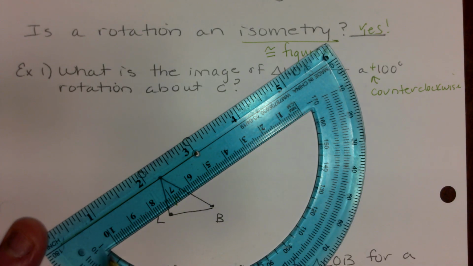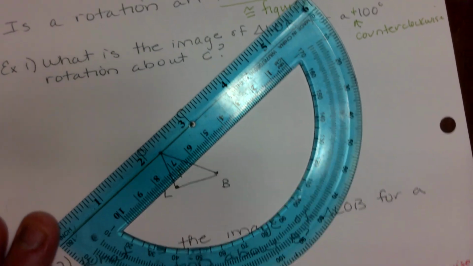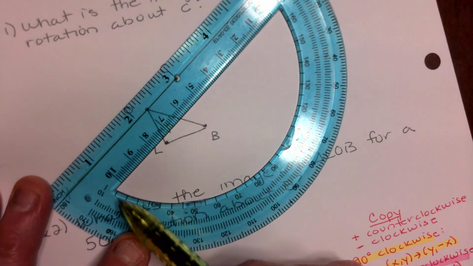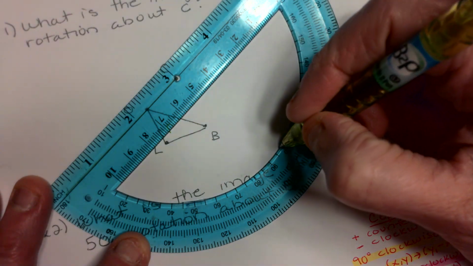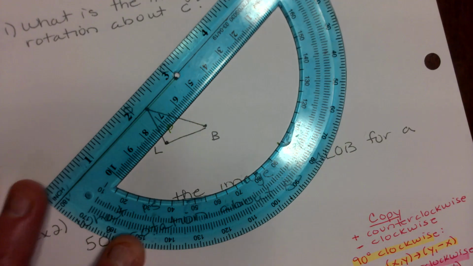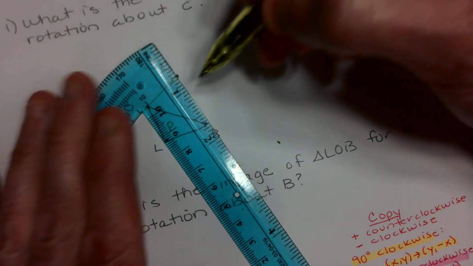And if you notice, we go 10. Oops, I'm going to shift this. So I'm going to go 10, 20, 30, all the way up to 100. And I'll put a little dash there. And that is what I'm going to also connect to the C.